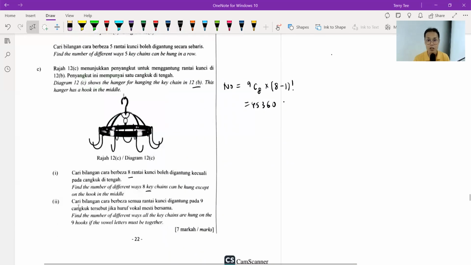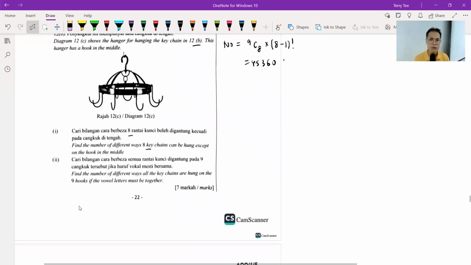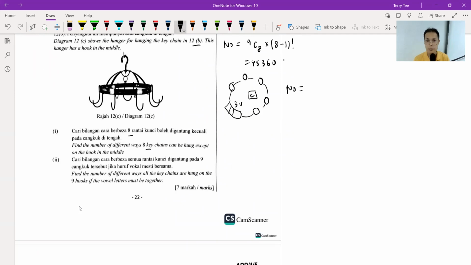Okay, but now I'm hanging all the keychains. In order for the vowels to be together, you've got to think this way. The consonant must be in the middle, and you need to put the 3 vowels together. Maybe you've got one more consonant here, 2, 3, 4, 5, so 5 other consonants on the side like this, and the 3 vowels together. So first of all, let's decide which one to choose first. Maybe I choose a consonant because I need to fix the middle part first.